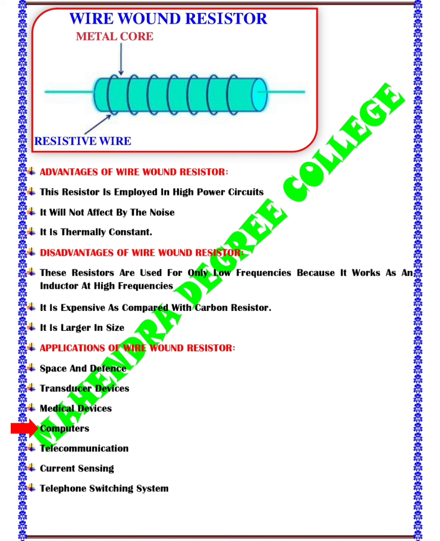It means wire wound resistors serve in power supplies and control circuits where stable resistance is crucial. Fifth one, telecommunication. It means wire wound resistors are used for signal processing and voltage regulation in communication hardware. Sixth one, current sensing. It means they function as shunt resistors to measure current by detecting voltage drops. Seventh one, telephone switching system. It means wire wound resistors provide consistent resistance for signal routing and circuit protection.